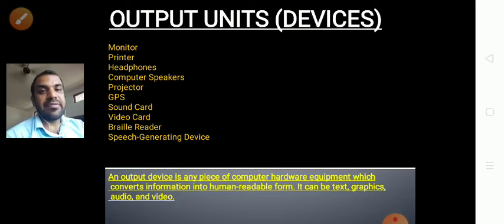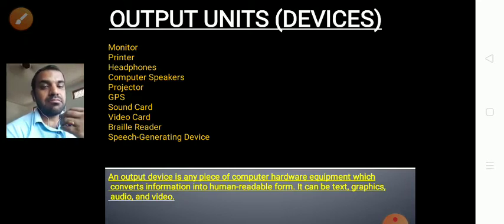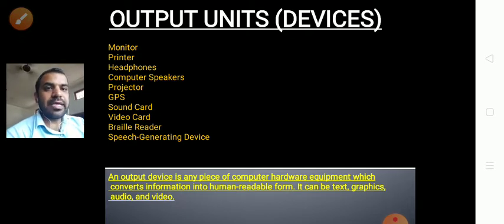Speech generating device, where you can speak something and that device will convert it into text format, like in Google. If you want to search something by speaking, you can search it out. So these are the output devices basically available in the system. You can learn only the monitor, printer, projector, computer speaker and headphones. These are your basic output devices. We can go to the next slide.